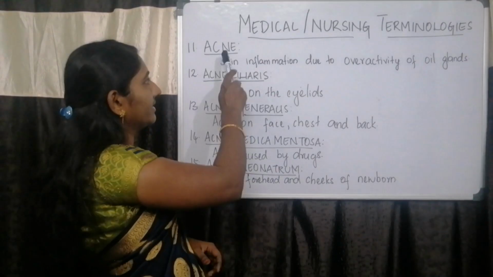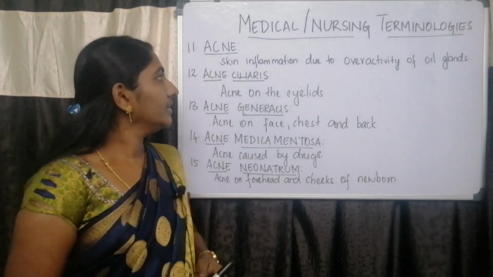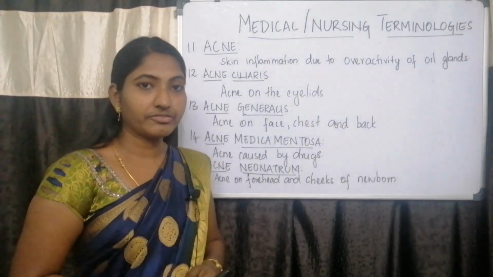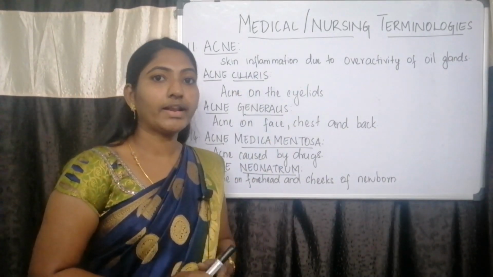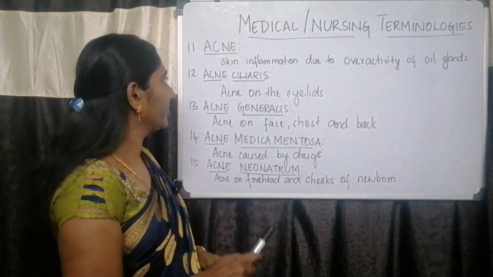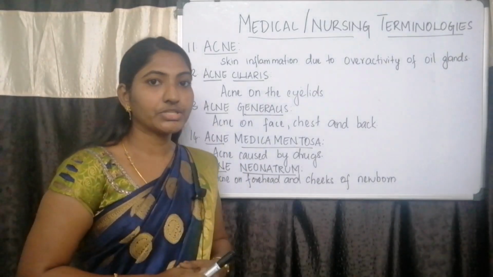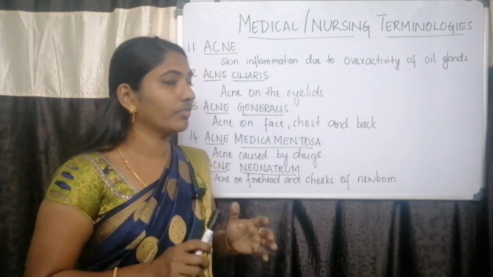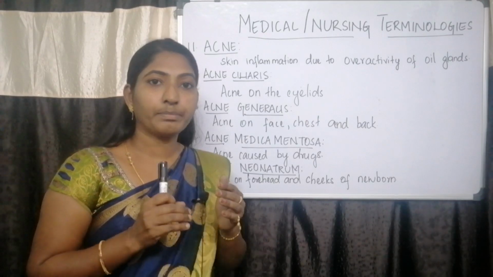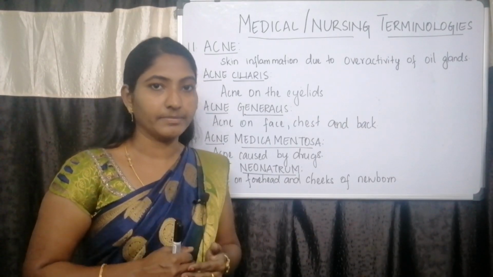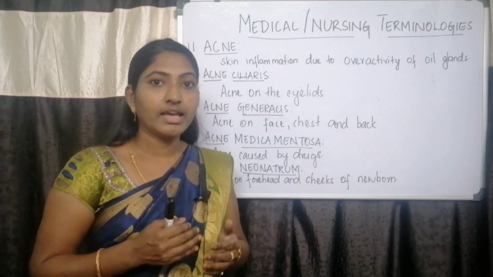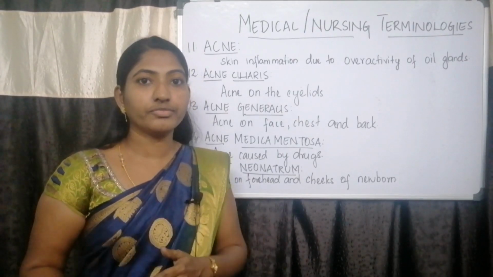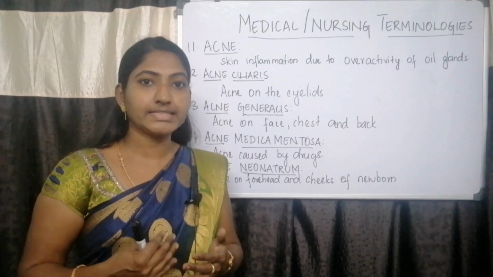Next one is acne. Acne is a term which is used to refer to localized skin inflammation due to overactivity of the oil glands which are present just beneath the skin. The oil glands produce oil continuously and the oil comes out of the skin through small openings in the skin.